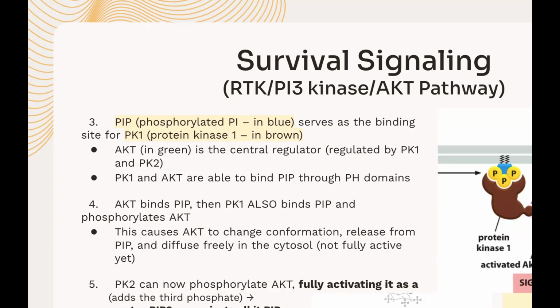Okay, once you have both of those, PK1 phosphorylates AKT, and that causes the AKT to bump off the PIP. And then PK2 comes in and does just what PK1 did. It phosphorylates it again, and now it's completely active. So it's released, free in the cytosol, and active. Does that make sense so far?